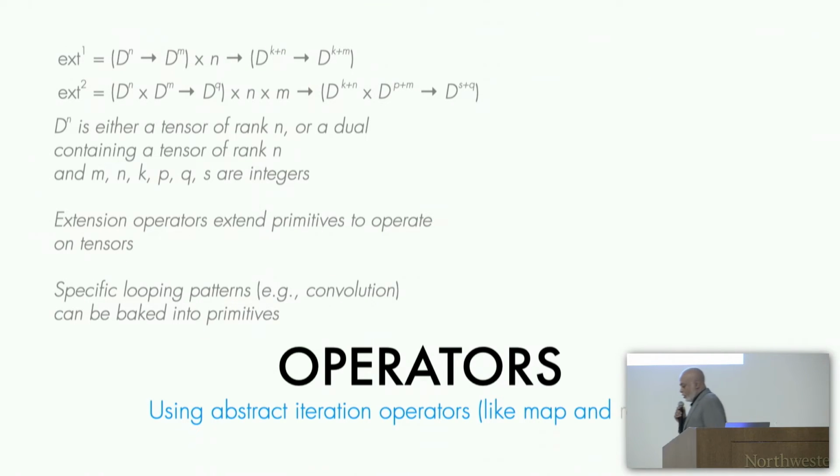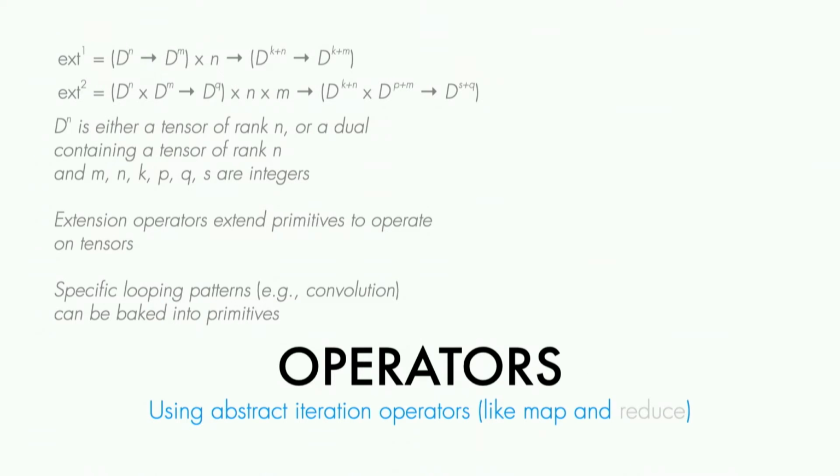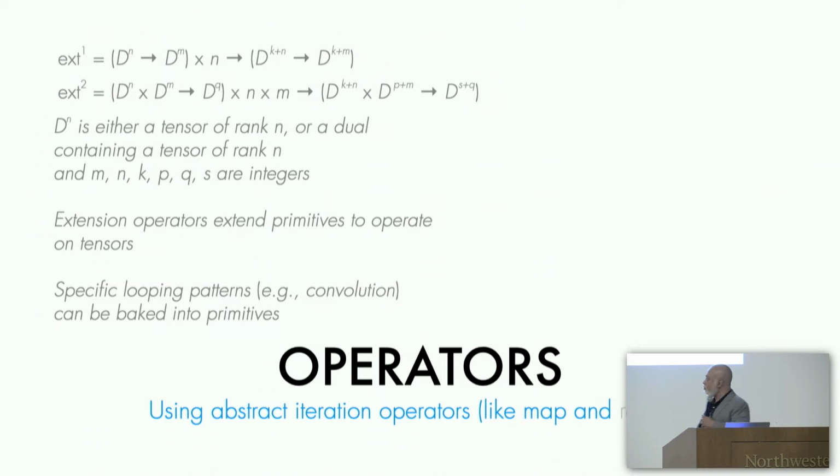Operators, again, are written in this style of using abstract iteration operators, which extend primitives into more tensor-friendly operations. This is what allows us to use the L2 loss function as it is written without having to worry about the dimensions of the vectors or the tensors that it's getting. So we have a couple of operators. We call them extend1 and extend2. They're sort of like map. Think of them as a map that works on tensors. And one of the things that we also want to add eventually is a reduce operation.